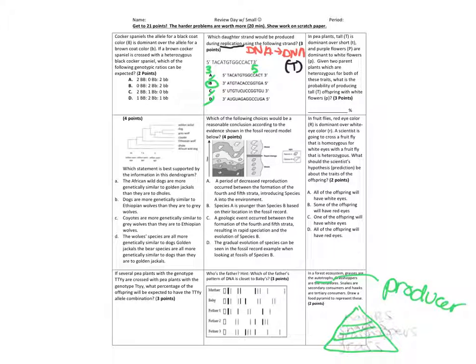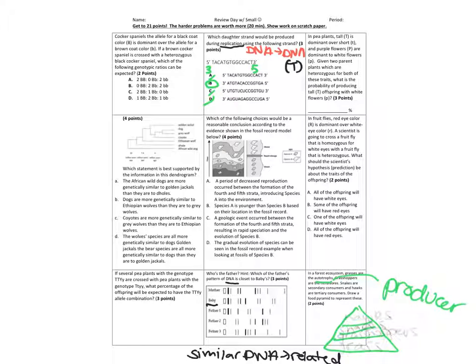All right, another one. Who's the father? Which of the father's pattern of DNA is closest to babies? So we're not going to go into detail about this, but this is another way to show how closely people are related. And we know the more similar your DNA is, the closer related. So in this device, it's a way to show kind of the different weights of your DNA. And if your DNA, the pattern is very close to someone else's pattern, that means they're related.